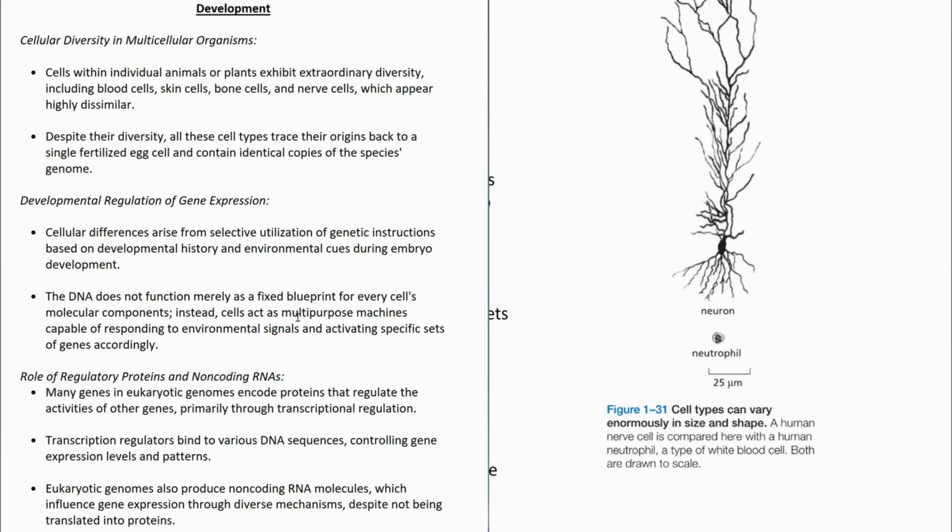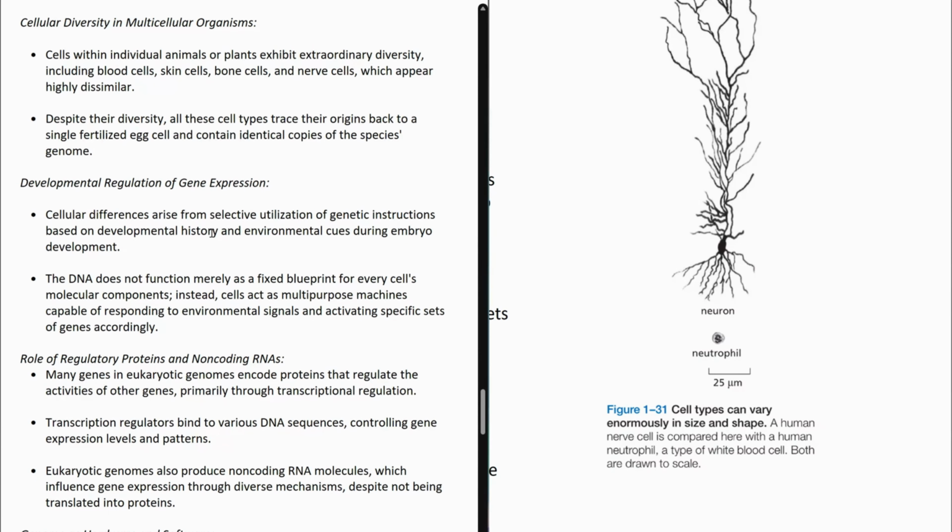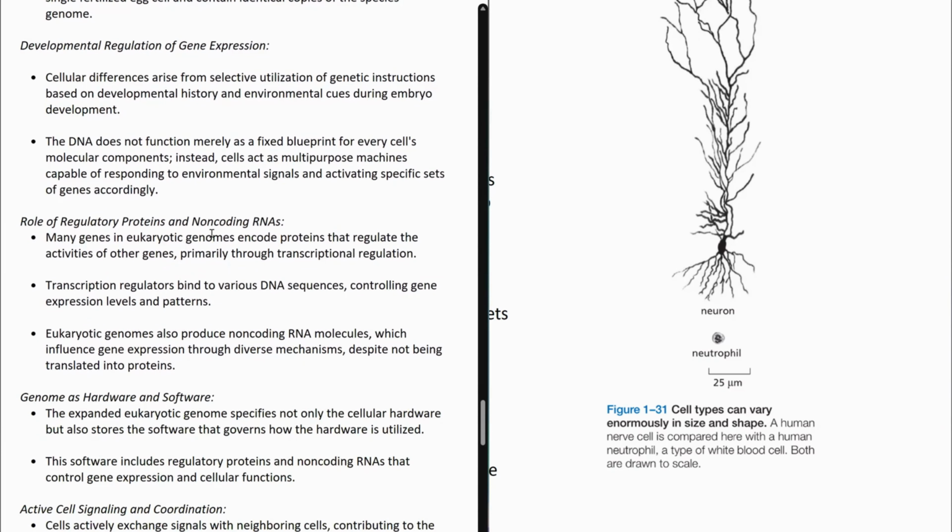What is so interesting is that despite this diversity, all cell types trace back to their origins to a single fertilized egg, that zygote, that single cell where we essentially come from, which contains identical copies of the species genome. So, developmental regulation of gene expression: the reason there are cell differences is because you have selective utilization of genetic instructions.